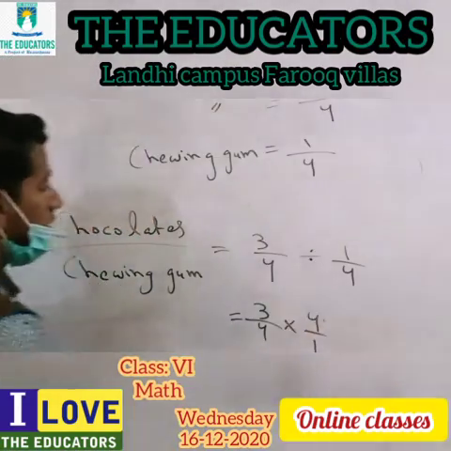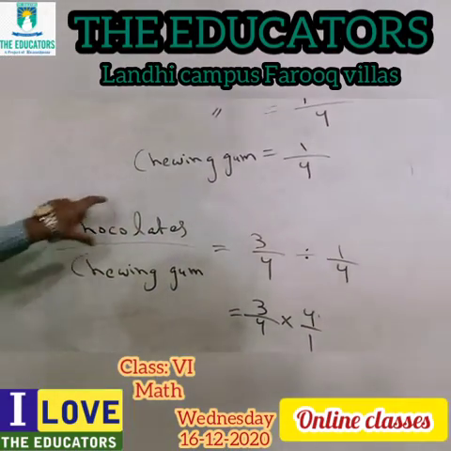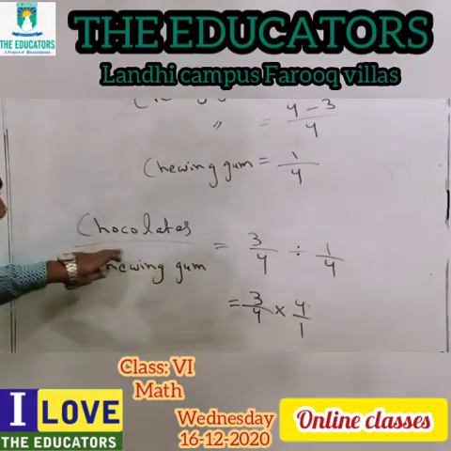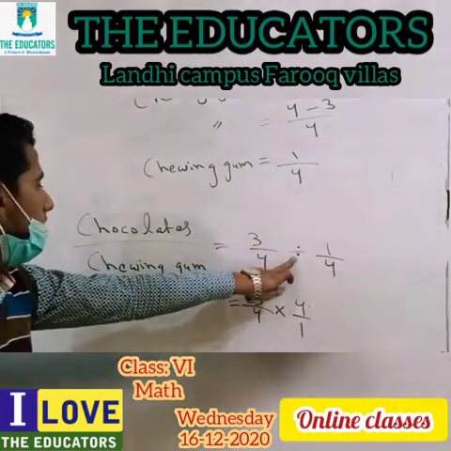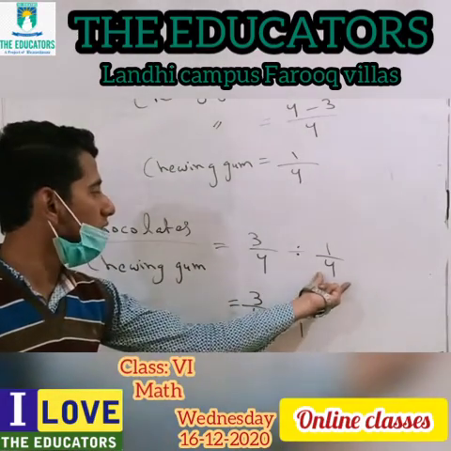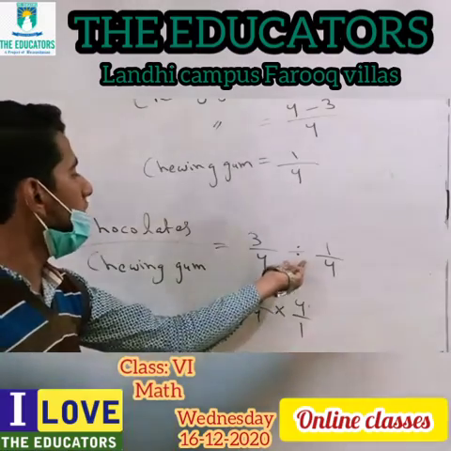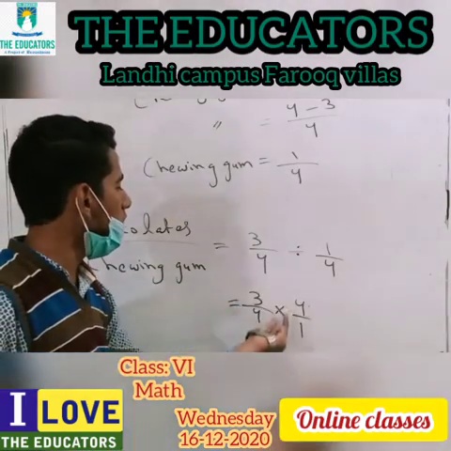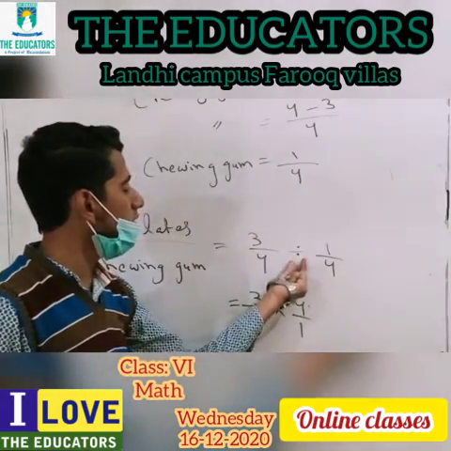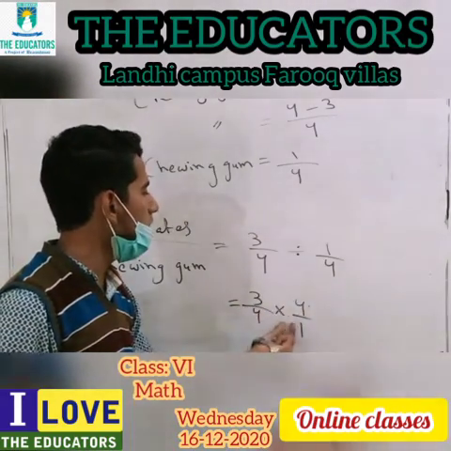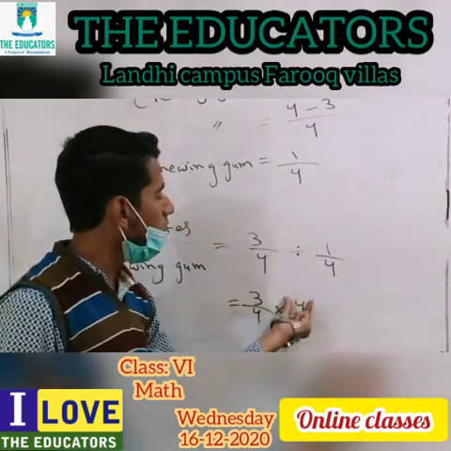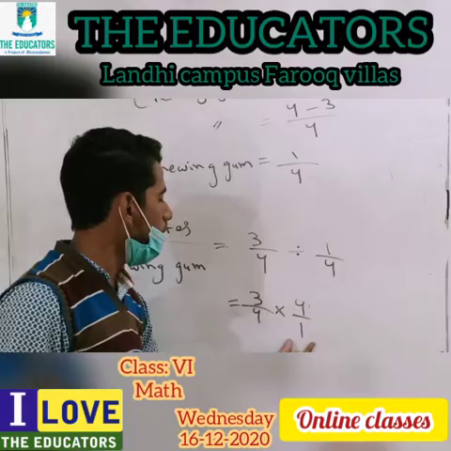I'm repeating it again. What I did here, I wrote the value for chocolates here. 3/4 is the value of chocolates, and this bar means sign of division. And then the value for chewing gum is 1/4, so I wrote it after this. Now we have to convert the sign of division to a sign of multiplication. In order to do so, we will write the first value as it is. Then we will convert this divide sign into multiplication. And then we have to move the downward value upward, and write the upward value downward.